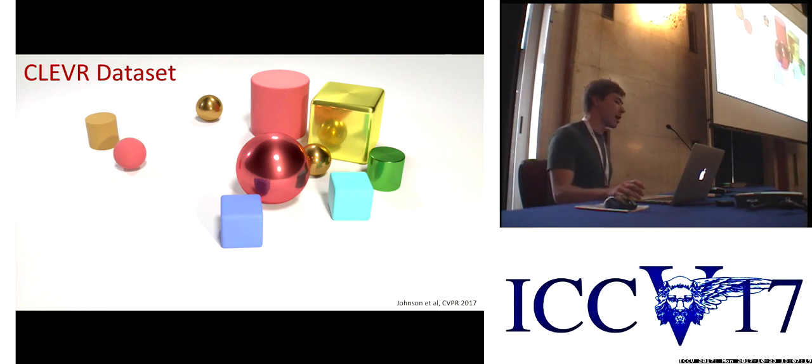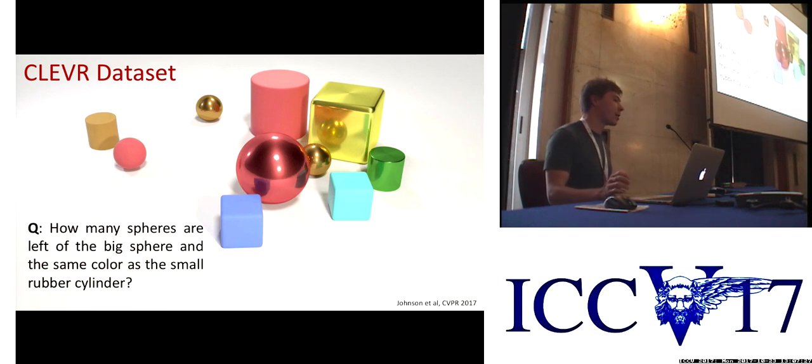So in the Clever dataset, we provide these high quality rendered synthetic scenes of blocks and spheres and cylinders together with questions. And the model needs to look at the scene and try to answer the question based on the visual perception of the scene. So for this example question, we ask, how many spheres are left of the big sphere and the same color as the small rubber cylinder?